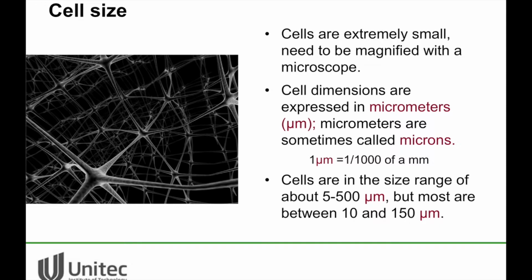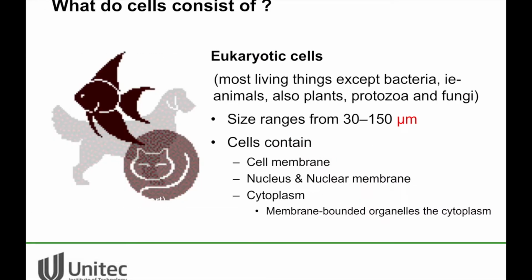We use a unit of measurement called micrometers to actually measure cells, and it's usually called microns in slang or jargon. 1 micrometer or micron is 1,000th of a millimeter. And just think about that. A millimeter is 1,000th of a meter. So a micrometer is 1,000,000th of a meter. Micro means 1,000,000th. So cells sit in the size range of about 5 to 500 micrometers, but most of them are somewhere around 10 to 150 micrometers, which is too small to be clearly seen distinctly with the naked eye.